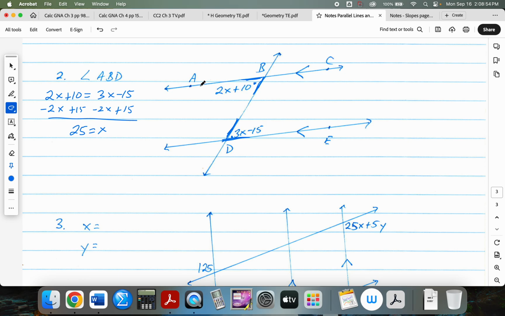I want the measure of angle ABD, that's this angle up here. So the measure of angle ABD is 2 times 25 plus 10. It's 50 plus 10, is 60 degrees. You should check, yes, because these were congruent. 3 times 25 is 75, minus 15 is 60.